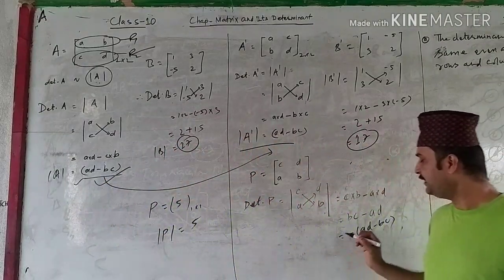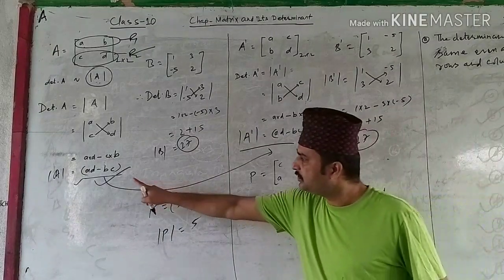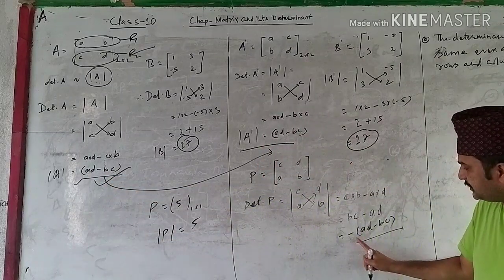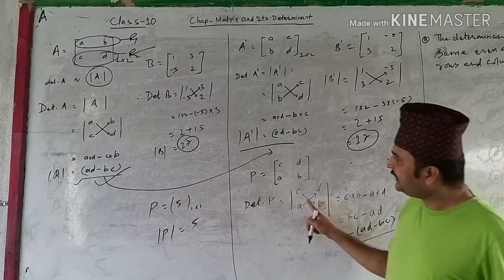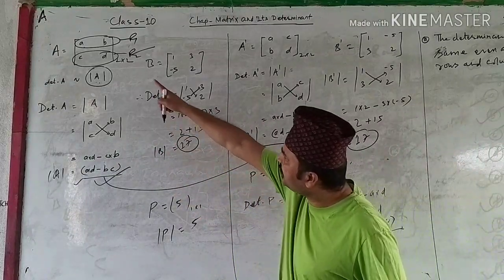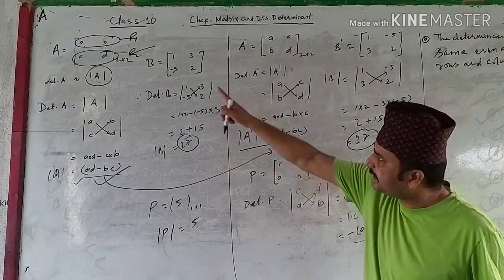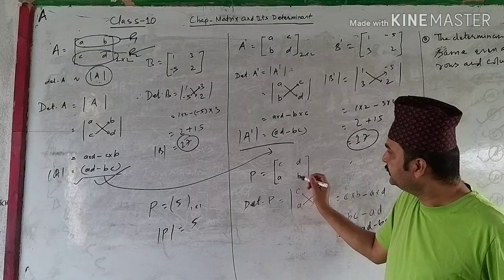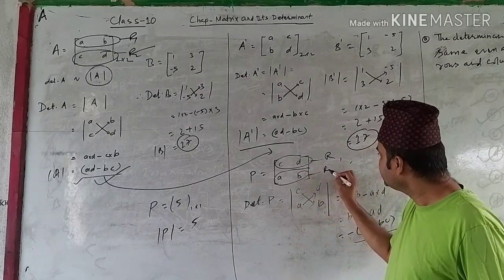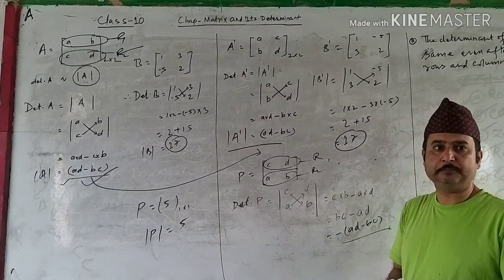Only the difference is that a minus sign is here more. Here there is a minus sign, and here the minus sign is not there. The result is AD minus BC, and here it is minus (AD minus BC). And the elements are the same. Simply we have interchanged the rows. The first row has become the second row and the second row has become the first row. This is the first row, and this is the second row.